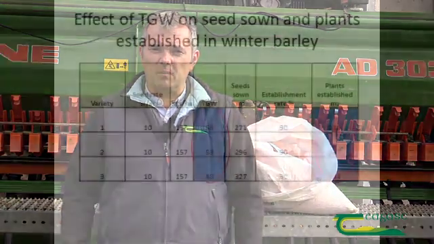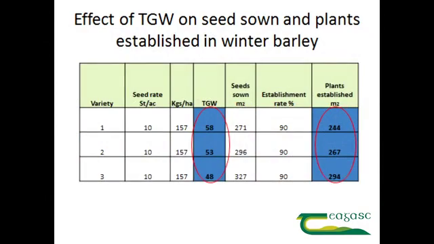If we take then, as an example, winter barley, and we use 3 different batches of seed from 3 different varieties with 3 different 1,000 grain weights, we can see the effect that that has on the seeding rate and the establishment rate that you have. On the table here, we can see if we look at those 3 different 1,000 grain weights from the 3 different varieties, ranging from 48 grams up to 58 grams, and we proceed to sow those at 157 kilograms per hectare, or 10 stones per acre across the board, well then we end up with 3 different plant establishments.